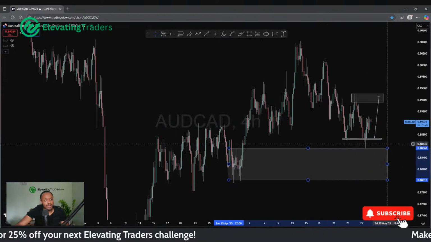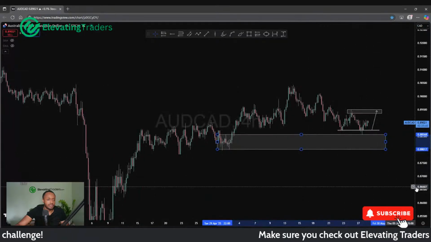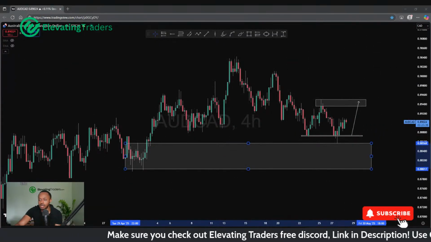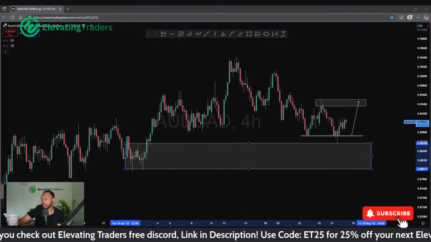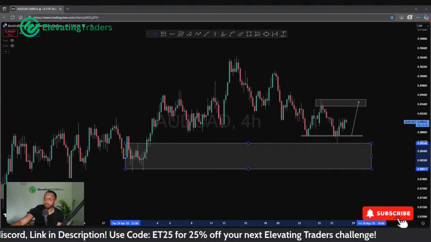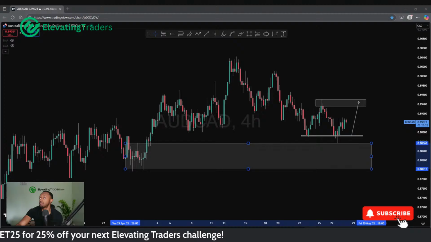Not really seeing much momentum, but then again, Aussie CAD is a bit of a choppy pair. So yeah, I'm not expecting the market to light up with momentum, to be honest. But I would still say the setup looks good. If we were to return back to support, I think looking for some entries could make sense.